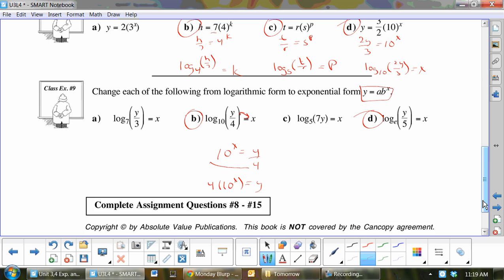Okay, last one. Luke? What's the base? Okay, and finish it off. Okay, good job.